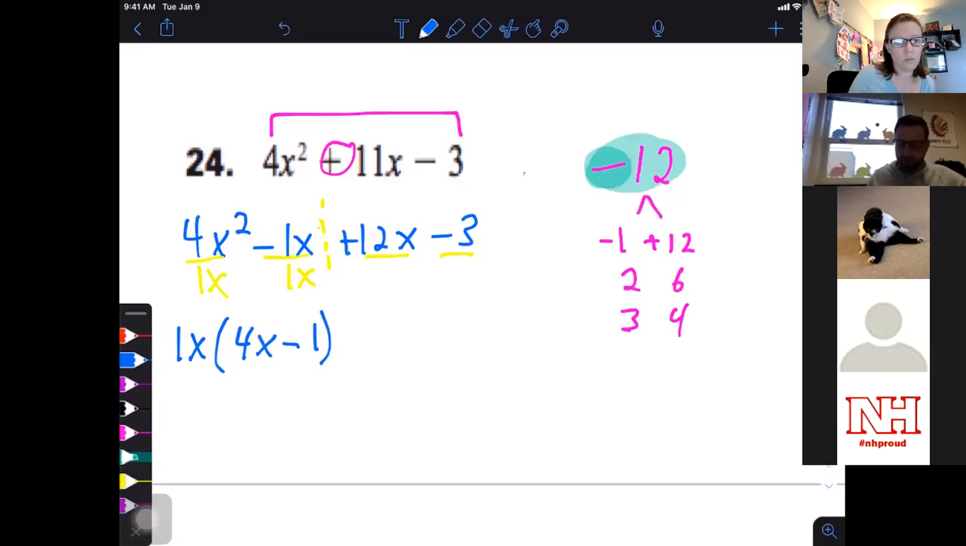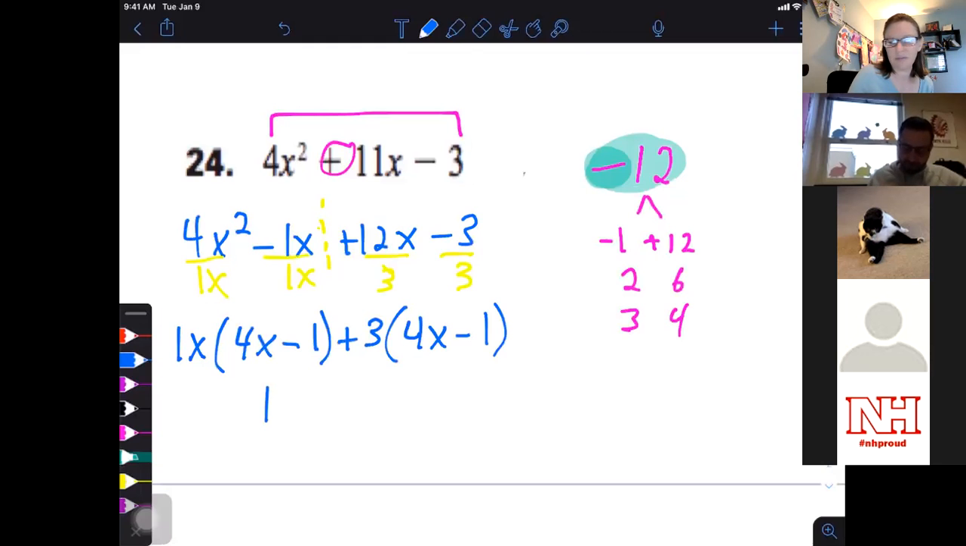And then Anya, what's the GCF of 12x minus 3? 4. Not 4, but 3. Oh, 3. Sorry. Yeah, I know what you meant. And then you add, so then you get 4x minus 1. And I knew that's where you were going. So you combine, and then you get your final answer.